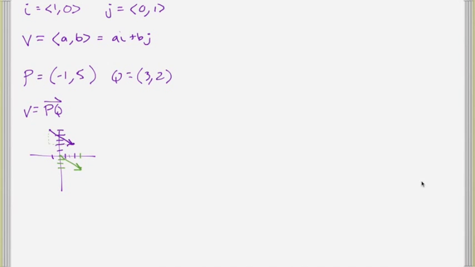That's how we get our component vectors, by shifting or translating our vector so that it begins at the origin. Then this vector would be 4, -3. If I want to write that in terms of i and j, I would say that it's 4i minus 3j. i is just the x part of the vector, and j defines the y part of the vector. Okay?